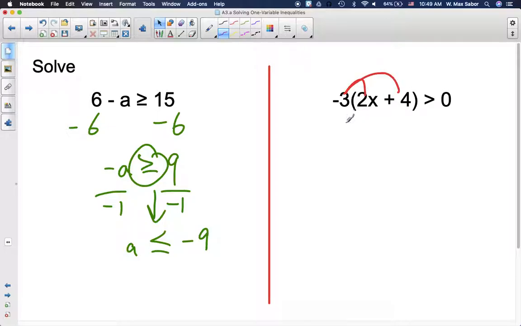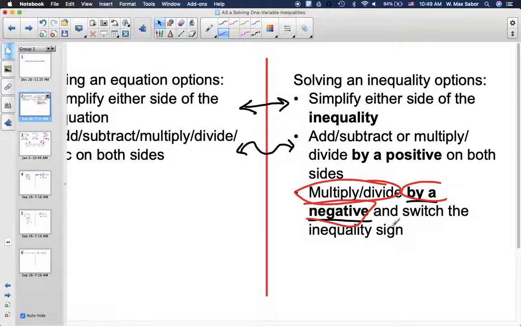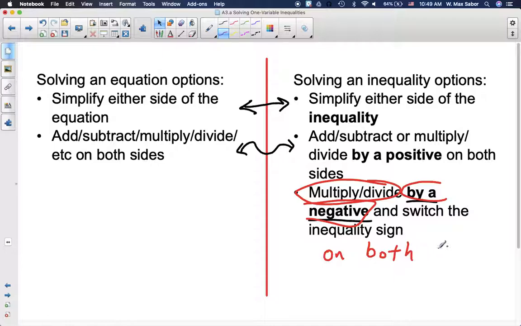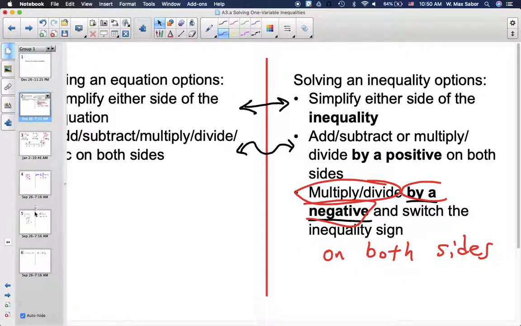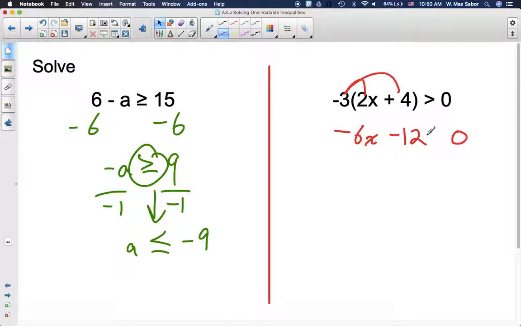Here, we're distributing. We distribute a negative 6x minus 12 is being compared to 0. We did multiply by a negative, but going back to the rules, it's only when we multiply or divide by a negative on both sides. Right now, what we just did was we simplified one side of the inequality by distributing. Because we're simplifying one side, we do not flip the inequality, and this is still greater than. That's really important: when you're multiplying by a negative on one side because you're simplifying, you are not changing the sign of the inequality.